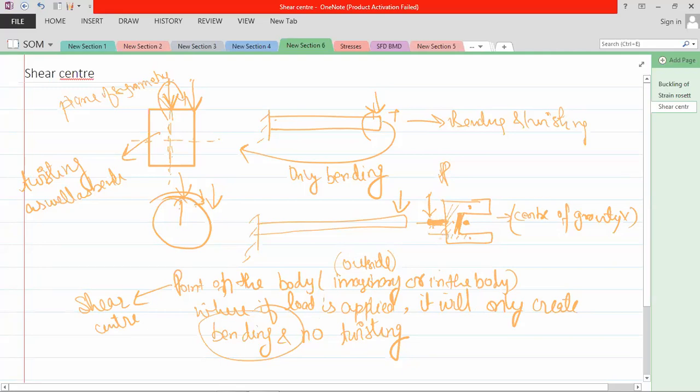And suppose this distance is e. At only distance e, you apply the load and it will create an anti-twisting moment. If we apply a load at the center of gravity, it will tend to bend but also twist the body this way. So we apply a load at this point that will counterbalance this twisting, and that will make the twist zero. That is the value of your shear center, and this point is called the shear center.